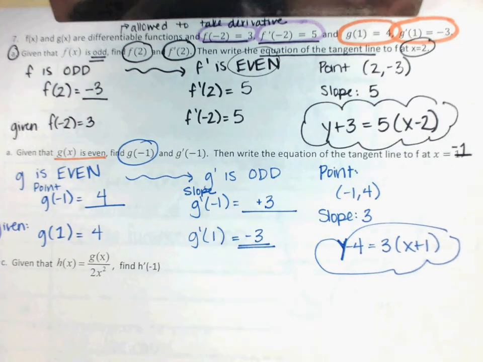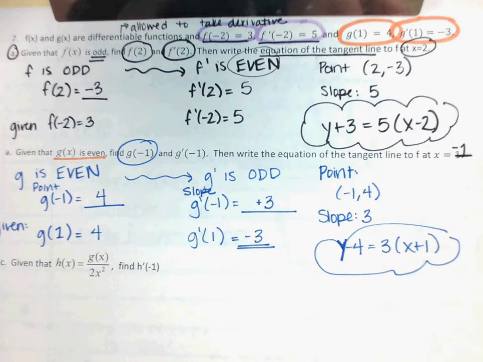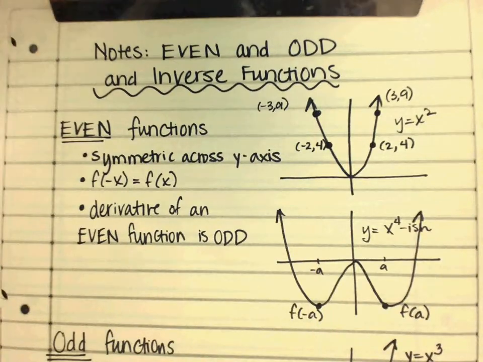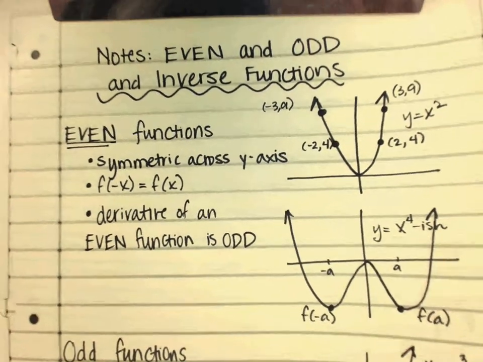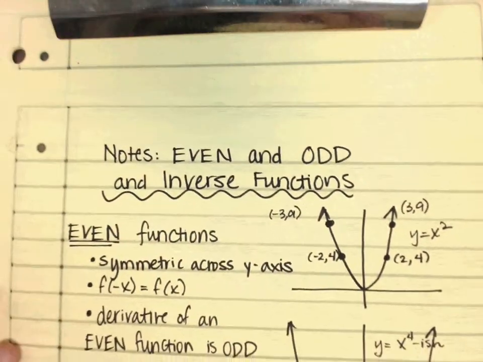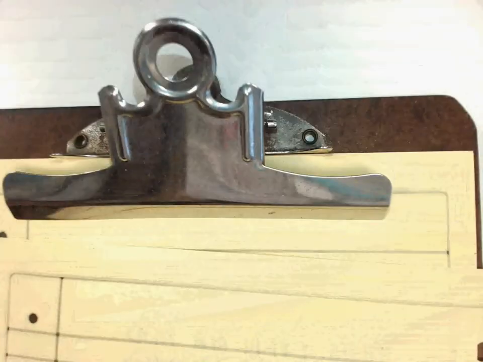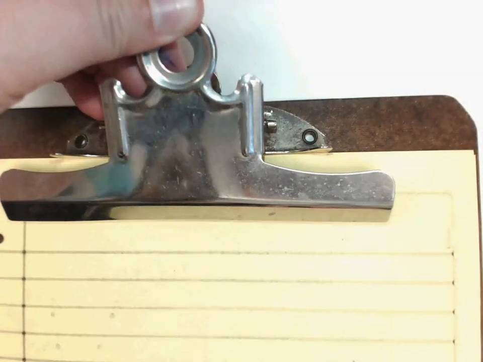So we have covered even and odd. Now we need to talk about inverses. Okay, back to notes. Look at your title. We've covered even and odd, and we still have inverses left.